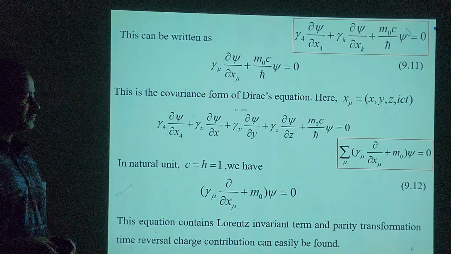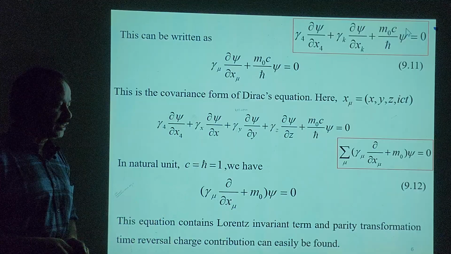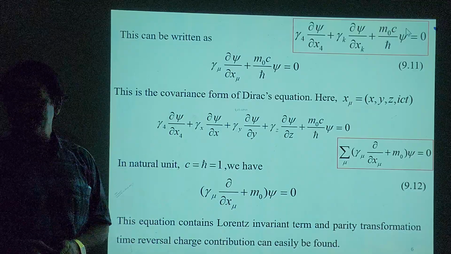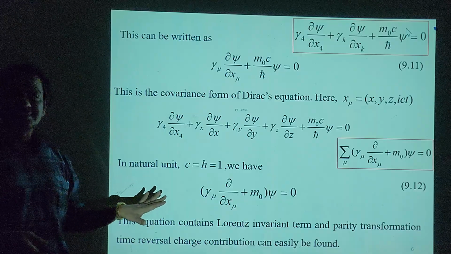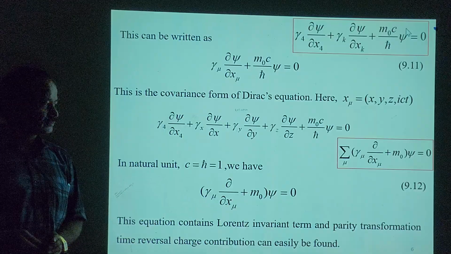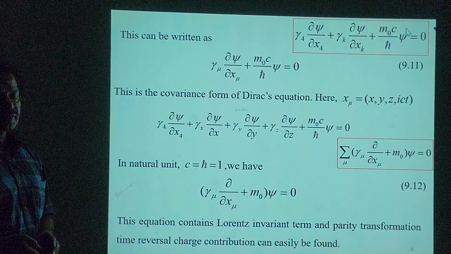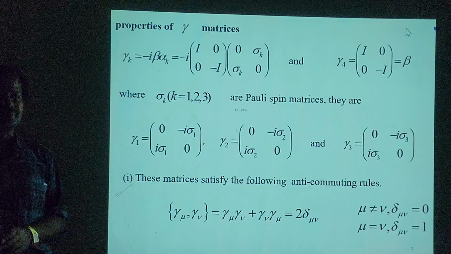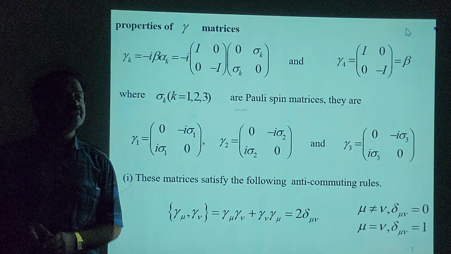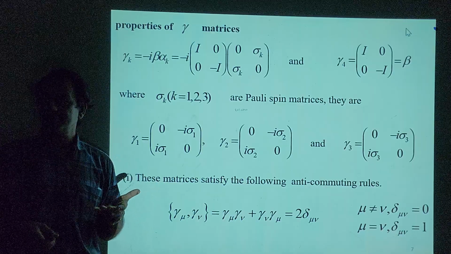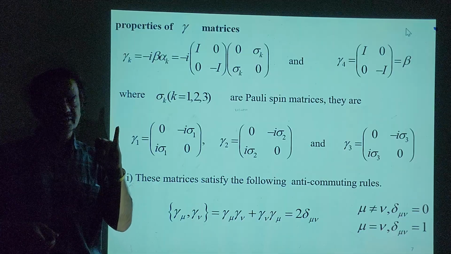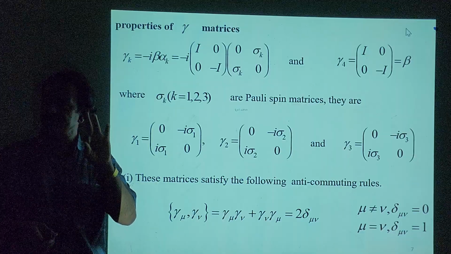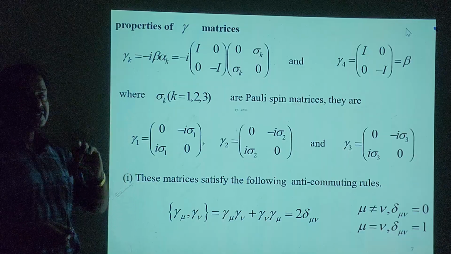So this equation contains Lorentz invariant term, and parity transformation, time reversal, charge contribution can easily be found from this equation. So this is Lorentz invariant covariant form. Okay, any doubt? Equation 9.12. So now very important thing is properties of gamma matrices, the next topic. So we are going to learn today, as I said, covariant form of Dirac's equation. That's the first one. And second one will be properties of gamma matrices and traces of gamma matrices. So 3 topics that we are going to learn. Okay, properties of gamma matrices.